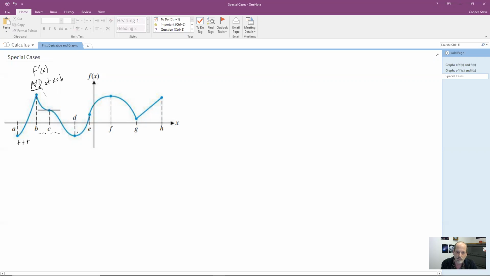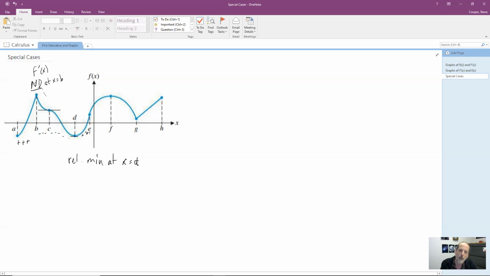Now here, we've seen this situation where we're going from a negative slope, and then we hit a slope of 0, and then we're going to a positive slope. So here we would have a relative minimum at x equals d. Okay, also called a local minimum.